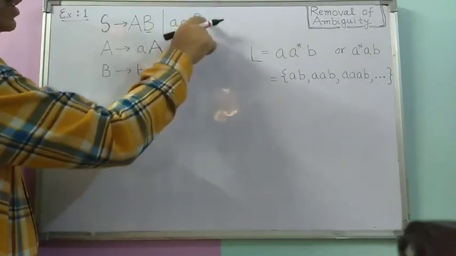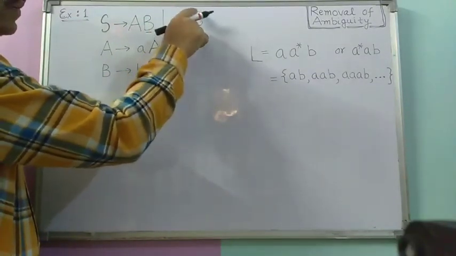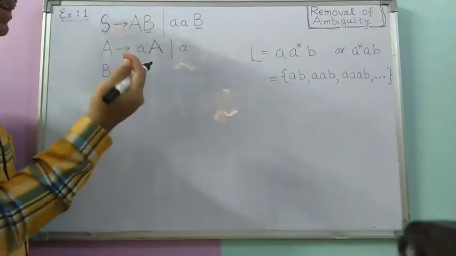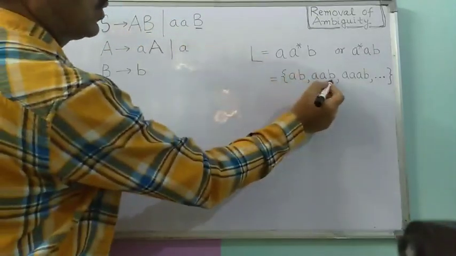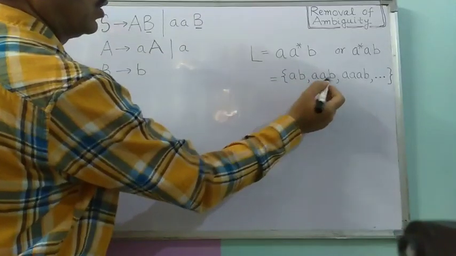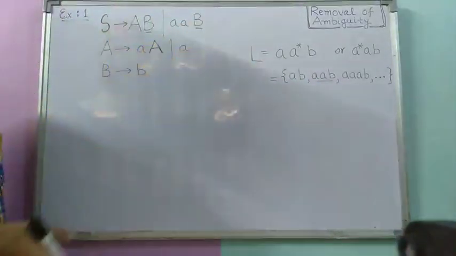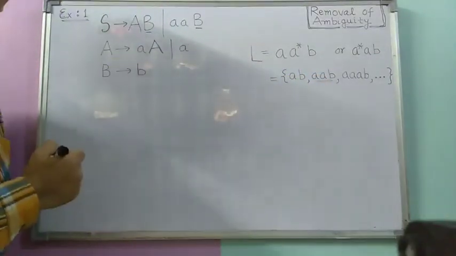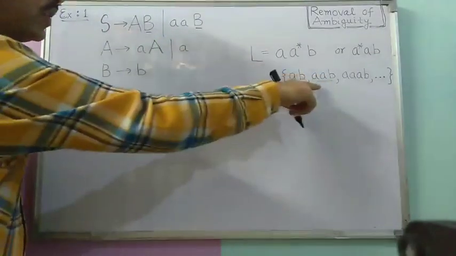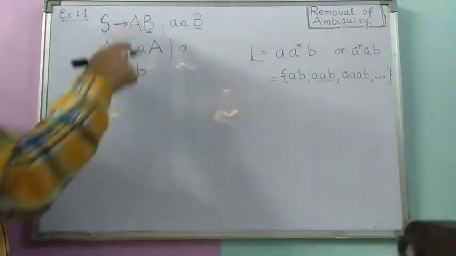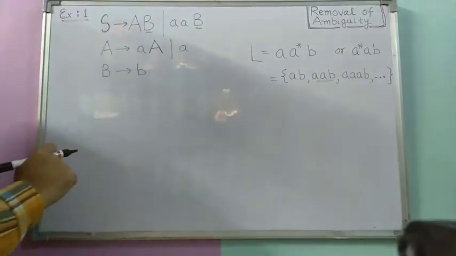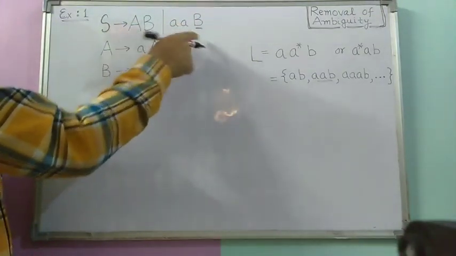What word is contributed by this particular production? That is only a single word, that is aab. So it will not have any effect on the language, because this word is already being generated through the other production. Now, because this word aab can be generated through this production as well as through this production, because of the common suffix problem, the grammar is ambiguous.